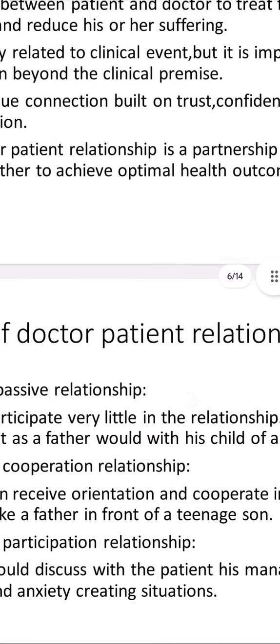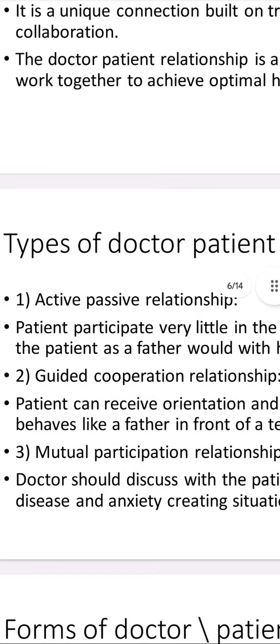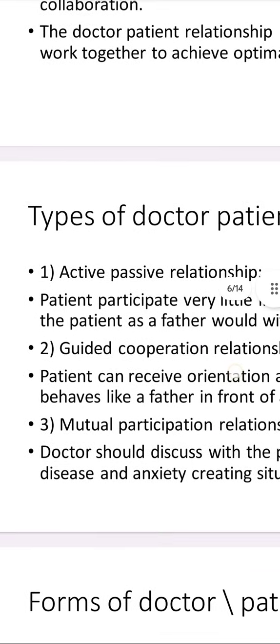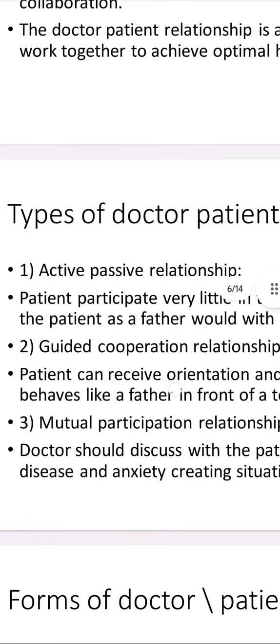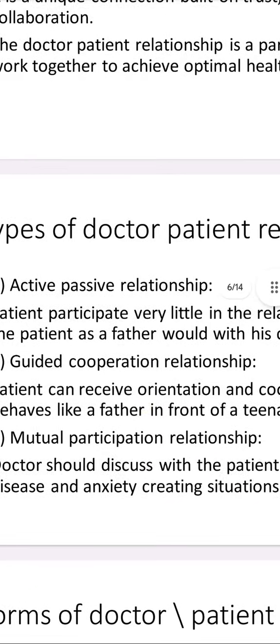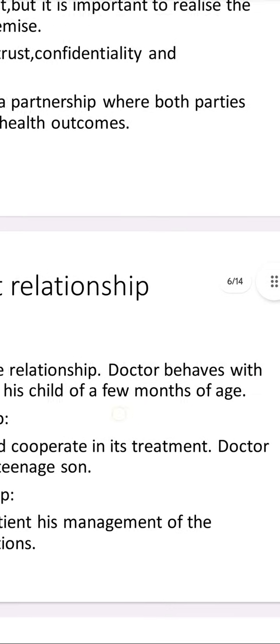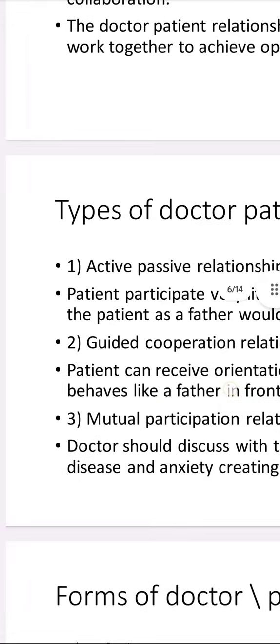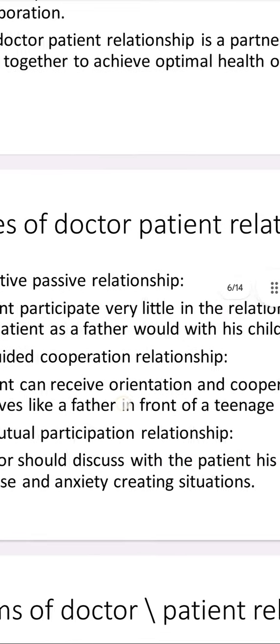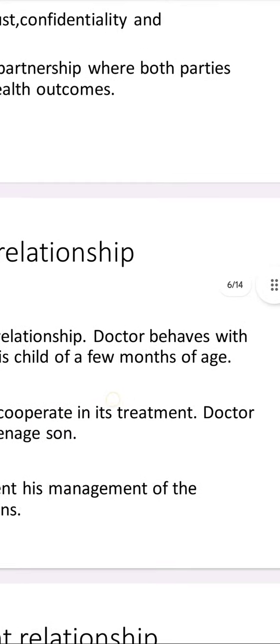Types of the doctor-patient relationship: active passive relationship. Number 1 point. In this point, patient participates very little in a relationship. Doctor behaves with the patient as a father would with his child of a few months of age.